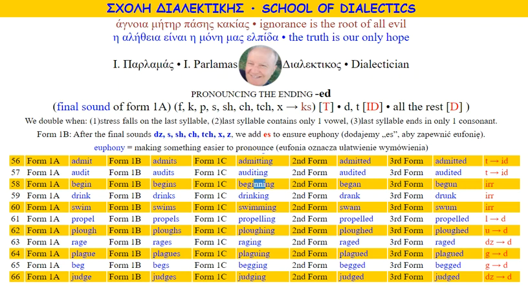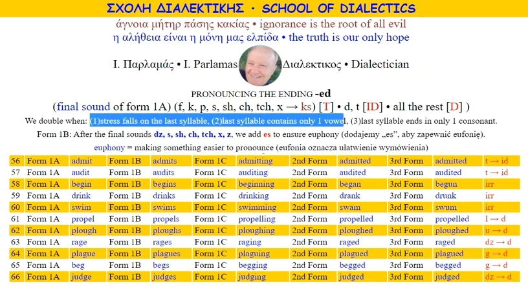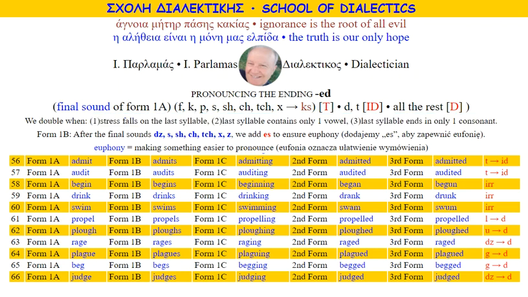Now, swim, swims, swimming with double. Swam, swum, careful. Why do we double? Because all three conditions hold. This is only one syllable, only one vowel, it ends only in one consonant, and of course the stress falls on that syllable because it's the only syllable.